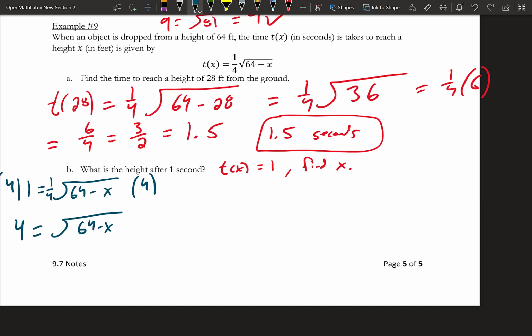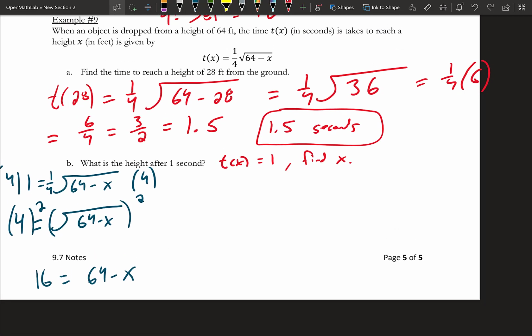The 1/4 times 4, they cancel each other out. Now I want to square both sides. 4 squared is 16. Squaring the other side just leaves me with what's under the radicand, because the square root cancels with the square. Now I'm just solving for x. I can add x to both sides and subtract 16 from both sides. That gives me x equals 48. 64 minus 16 is 48.